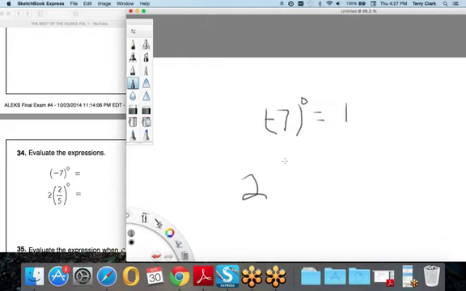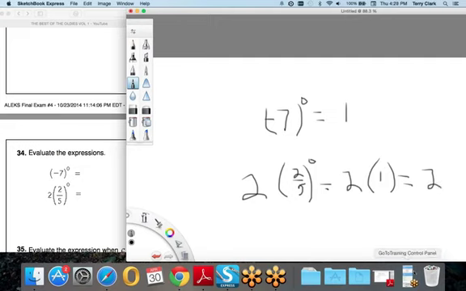Now our next problem has a little bit more work to it. 2 times 2/5 raised to the 0 power. We're going to do the order of operations in this problem. That means the multiplication will be done last. The exponent gets done first, according to Please Excuse My Dear Aunt Sally. So that's going to become 2 times 1, because 2/5 raised to the 0 power is going to be 1. And then 2 times 1 will be 2. So that's going to be 34.